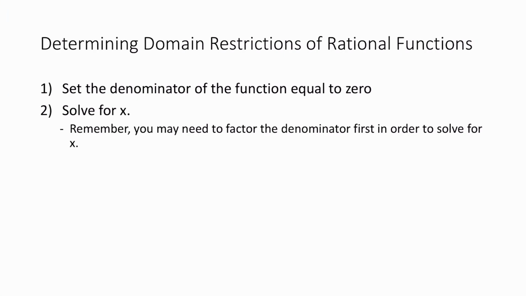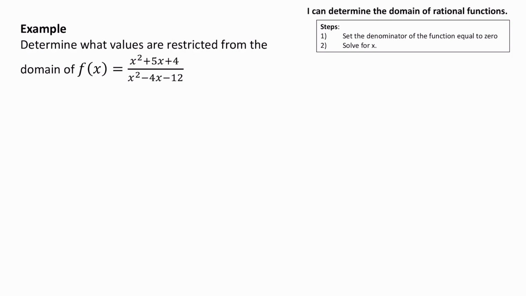So to determine the domain restriction of a rational function, you're going to set the denominator of the function equal to 0. Then you're going to solve for x. Remember that you may need to factor the denominator first in order to be able to solve for x. So let's determine what values are restricted from the domain of f of x equals x squared plus 5x plus 4 over x squared minus 4x minus 12.